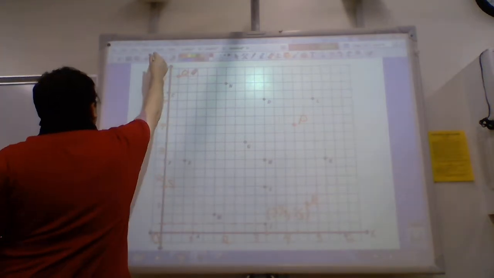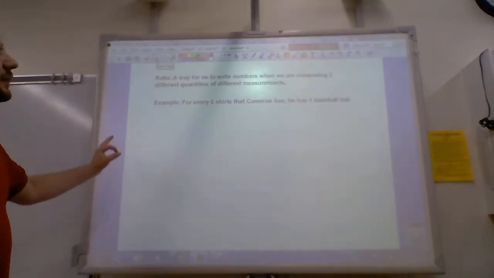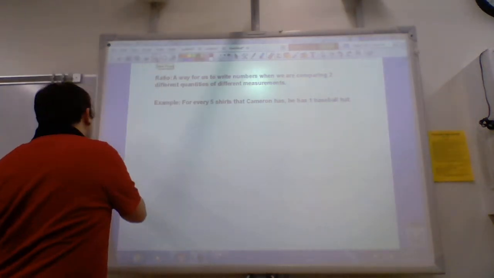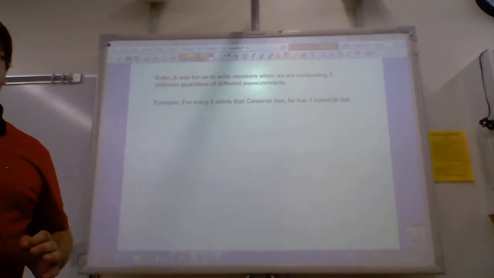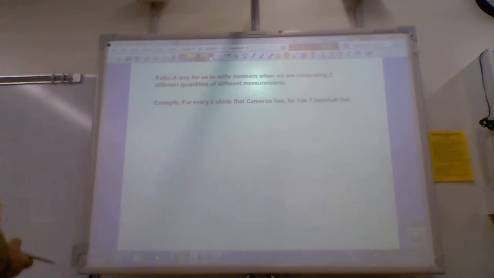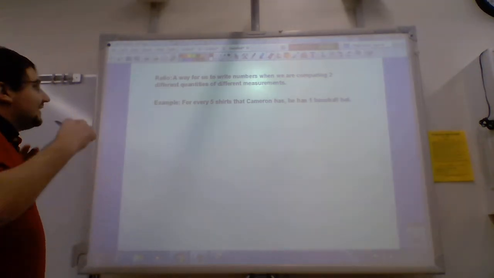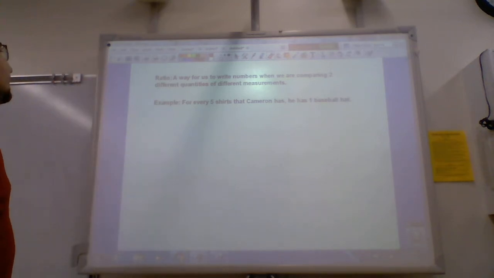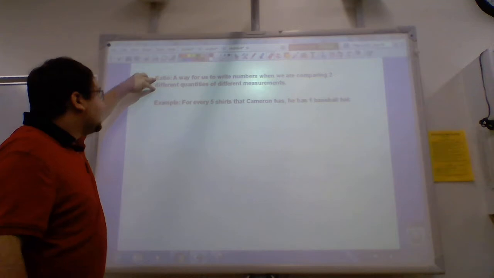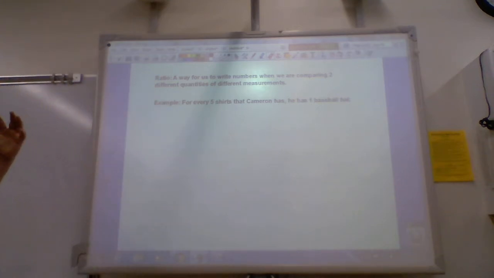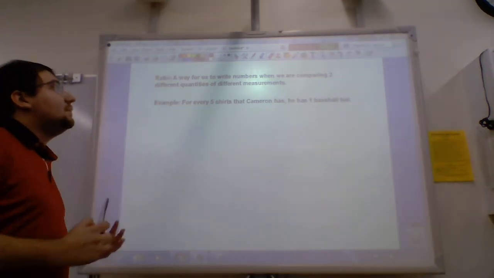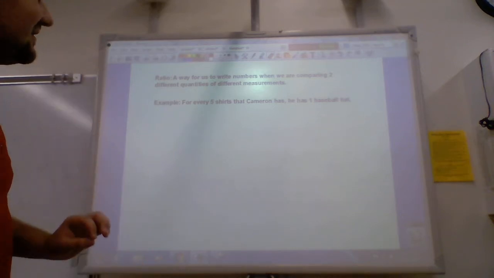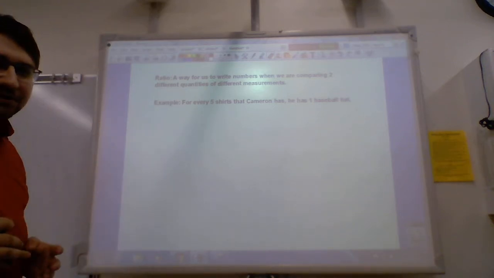Specifically, we're going to get into a new module, and we're going to start actually talking about ratios. Ratios is a completely new topic for us. We might know a little bit about ratios, but now we're going to really get into the meat of it. Ratios, as you can see by our definition up here, are a way for us to write numbers when we are comparing two different quantities of different measurements.